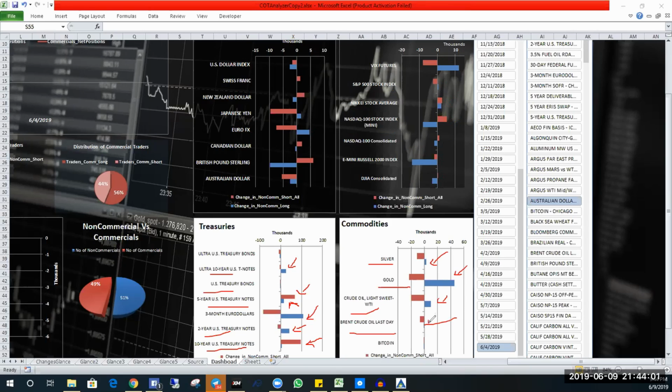Brent oil, no significant activity. The short reduced, and the long position also reduced. Bitcoin futures short and long position taken out simultaneously.